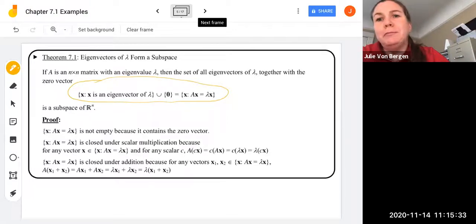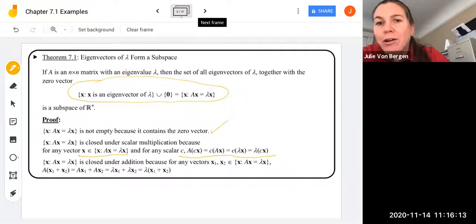So here's our proof. We know the set of x such that Ax equals lambda x is not empty because it contains the 0 vector. We know that it is closed under scalar multiplication because for any vector x in this set, where Ax equals lambda x, and for any scalar c, we know A multiplied by cx, you can factor that scalar c out, so that's c multiplied by Ax, A times x, sorry, and then c multiplied by lambda x, or lambda multiplied by cx, because we can multiply these scalars in any order here in the real values.